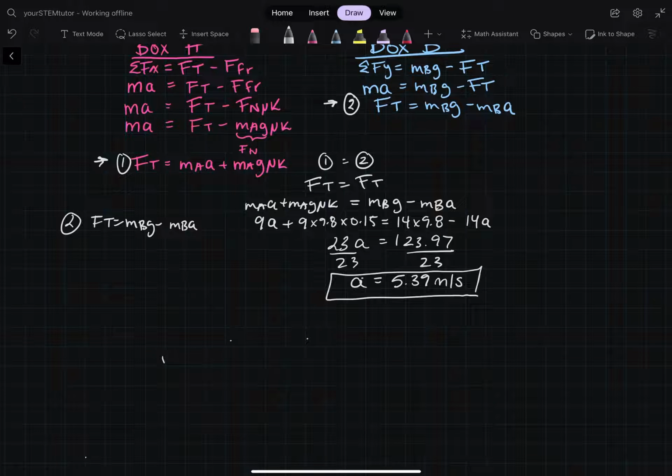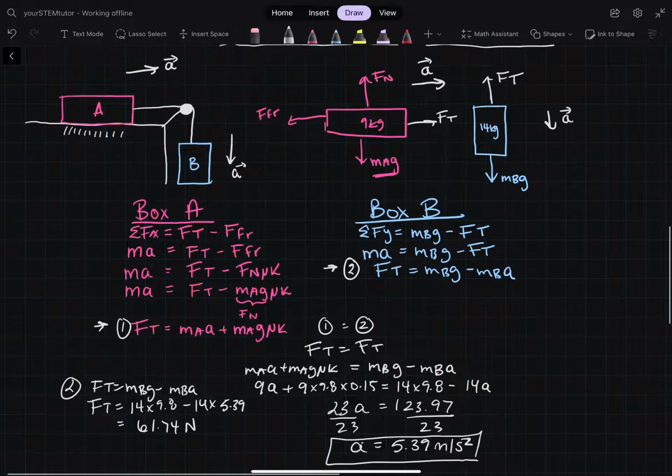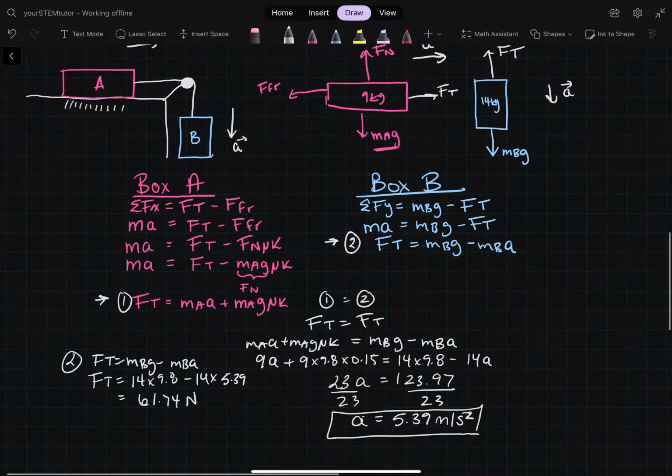And now we have our acceleration to complete this. Force tension is equal to, I believe it was, 14 times 9.8 minus 14 times 5.39 meters per second squared. Sorry, proper units. So now that we have that, it's equal to 61.74 newtons. Beautiful, dandy, but it kind of was a long process to get here.